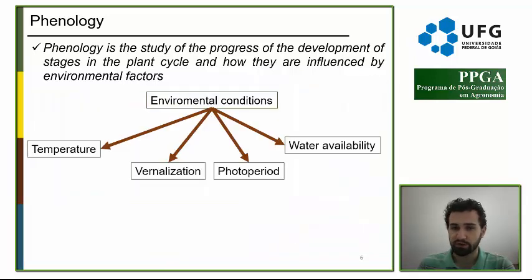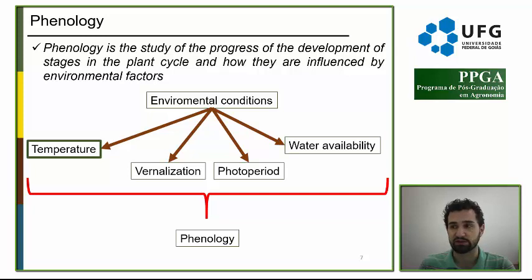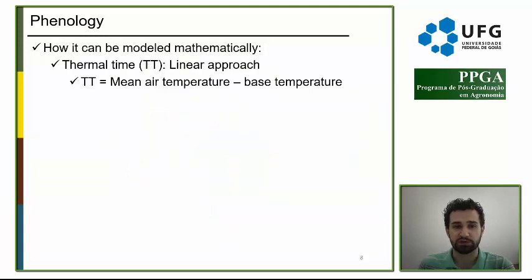Okay. So based on this information, we have these four main environmental conditions: temperature, vernalization, photoperiod, and water availability. Today we're going to focus on understanding how temperature can be modeled and how most of the models use temperature to be a driving variable for phenology, and how we can make this simulation.